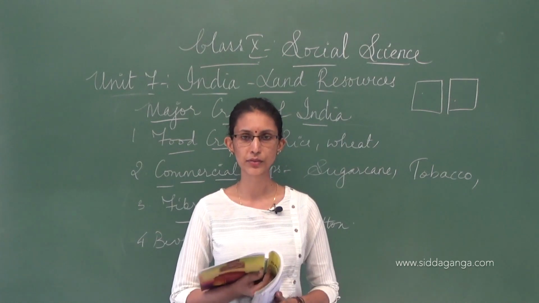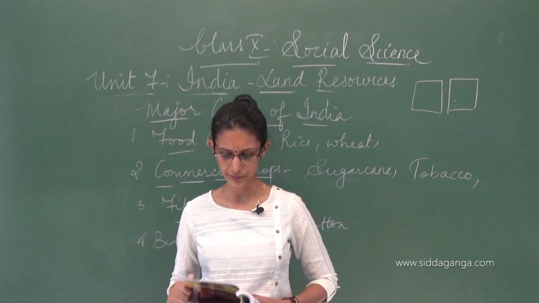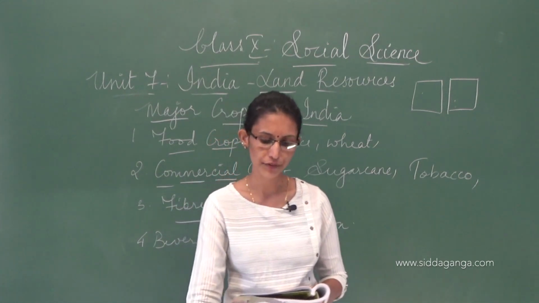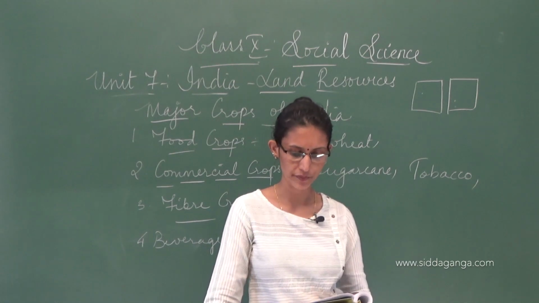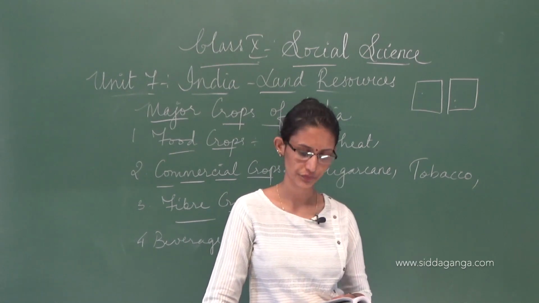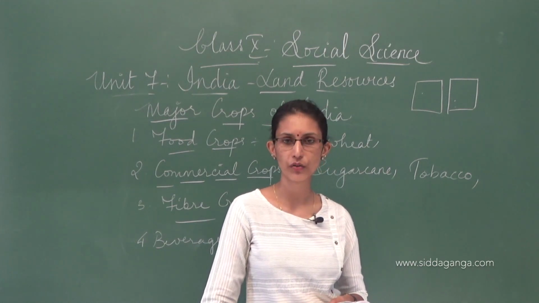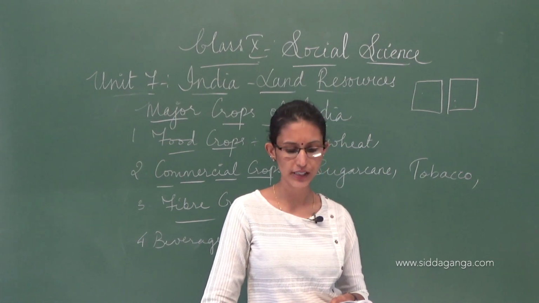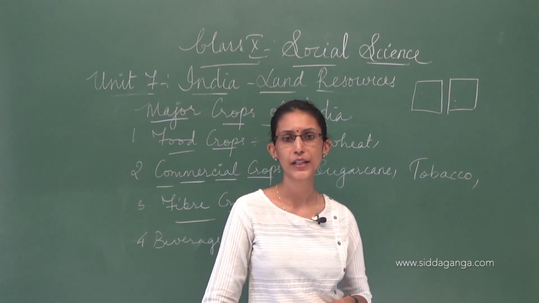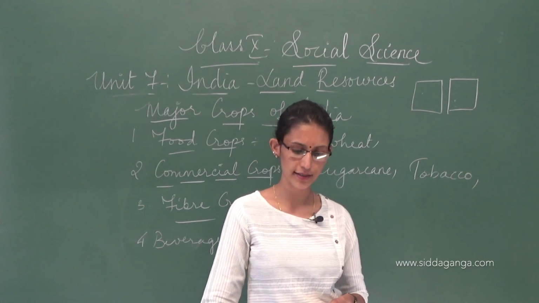Next is beverage crops, that is for the purpose of drinks. Coffee and tea are the most important beverage crops that we have in India. Tea is important and it's the cheapest of all the beverages, and India is the second largest producer of tea in the world after China. Now 3-4 things we have after China, so you make a point, single point, and understand it.